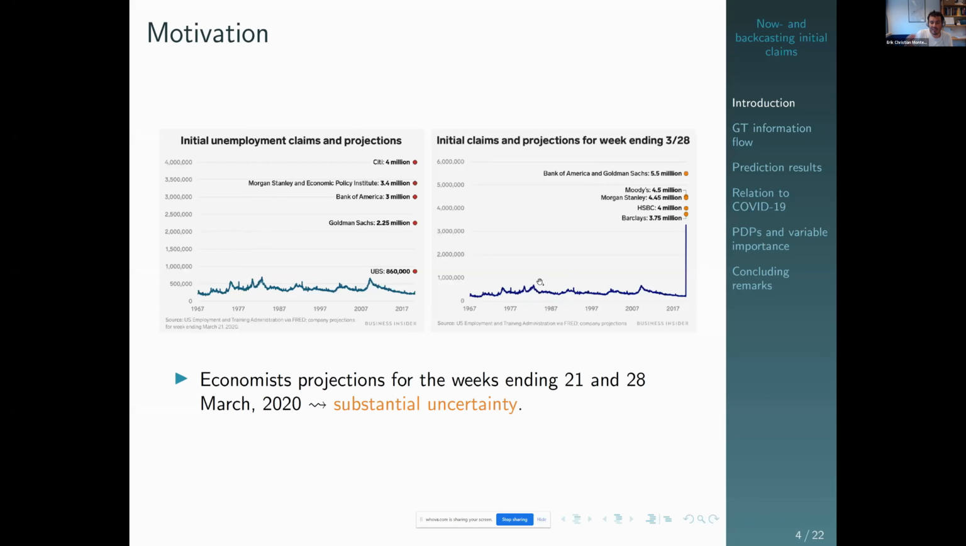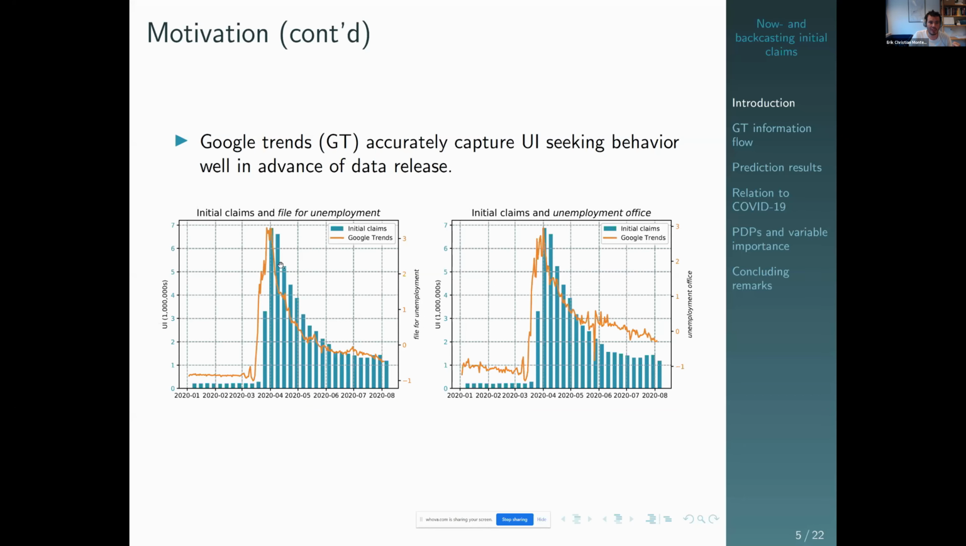And you could say, well, that was only the first release, but this uncertainty actually continued for a long time. And you can see, well, actually, the number. This is basically the news clips of the following week from Business Insider. The bank that got it closest was Goldman Sachs, but you still had a lot of uncertainty about the next release. So there's substantial uncertainty, and there is still substantial uncertainty in this series. It's quite difficult to forecast when there is so much economic turmoil.